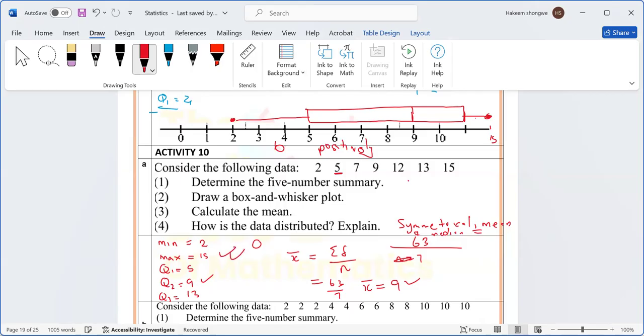So it's 2, 5, 7, 9. Out of 9. Yeah, it's out of 9.